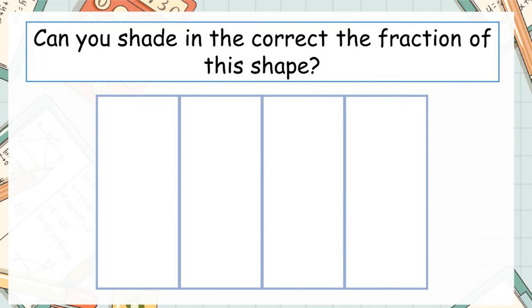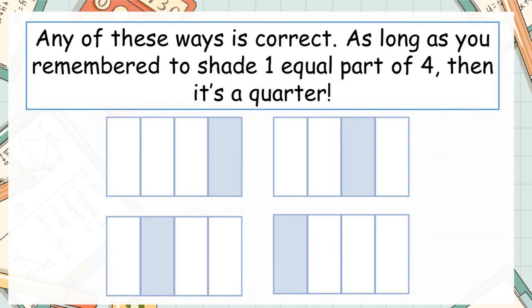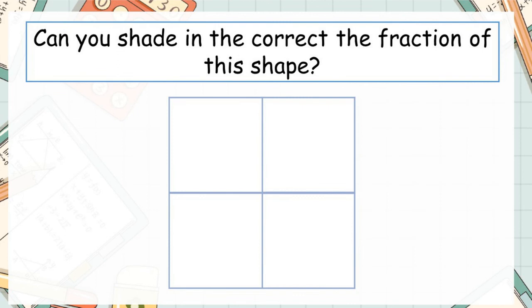Well, any of these ways is correct as long as you remembered to shade 1 equal part out of 4. Then it is 1/4. It doesn't matter which one you shaded, because they're all equal, remember? Okay, next one. How about this one? Can you shade in 1/2 of this shape? Pause the video and draw your answer.